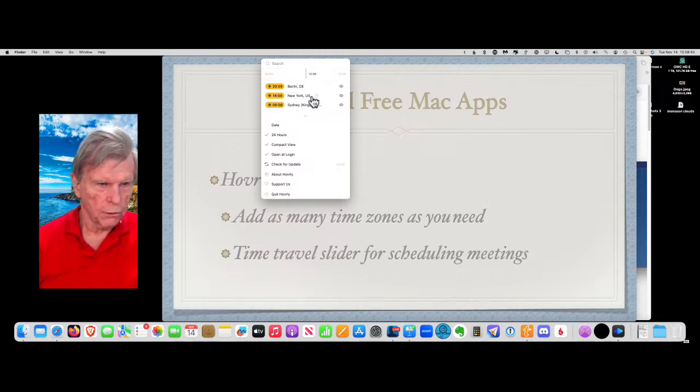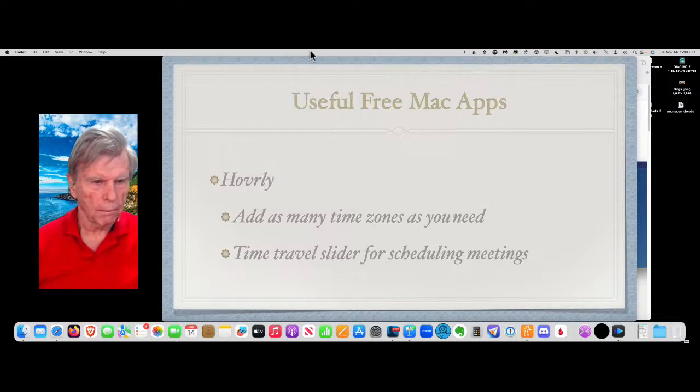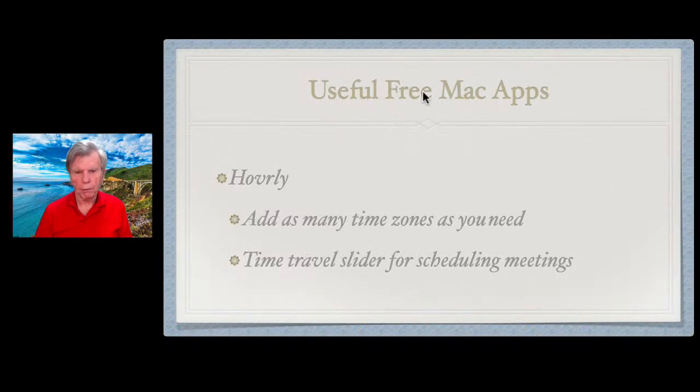So if we zoom out a little bit here, you can see some of the options. I can turn off 24-hour time. I can turn off the compact view, and I can check for an update. So that is Hoverly, and I click up here, it disappears. So very useful for dealing with people in different time zones. And don't forget the time travel slider.